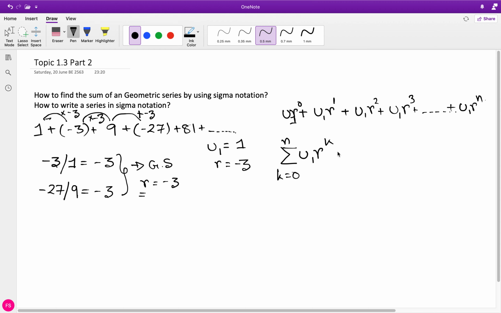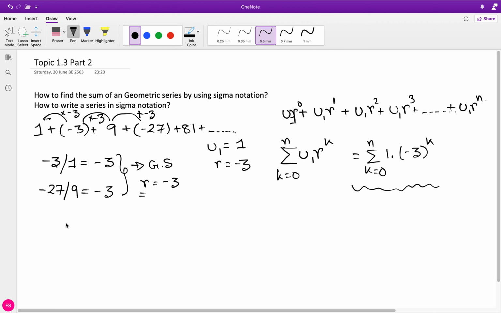For this series, we know the first term and the common ratio already, so you cannot leave it like this. You have to substitute the numbers. I'm going to write n, k equals 0. Instead of U1, I will write 1, and instead of R, I will write -3 to the power of k. So this is this geometric series in sigma notation.